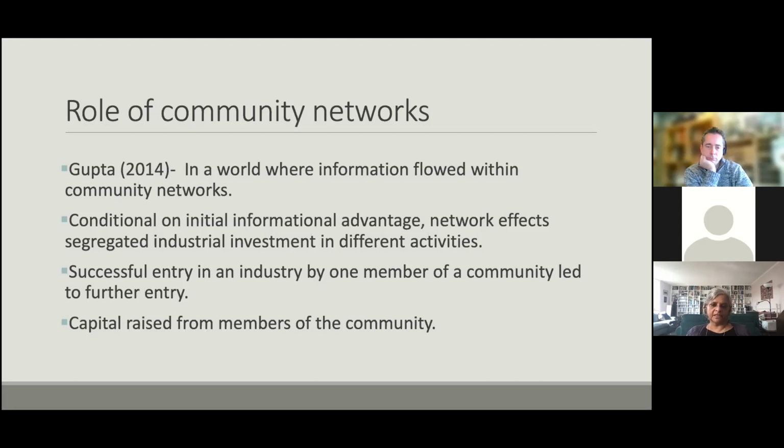And therefore, conditional on the initial information advantage, the network effect segregated industrial investment into different activities. So if, for example, an Indian entrepreneur entered into the cotton textile industry, other members of the community would follow this person because they had information through the network, whereas they were very unlikely to go into the tea industry where they had very little information and advantage. And the last point I want to make is that community networks also played an important role in raising capital from members of the community.